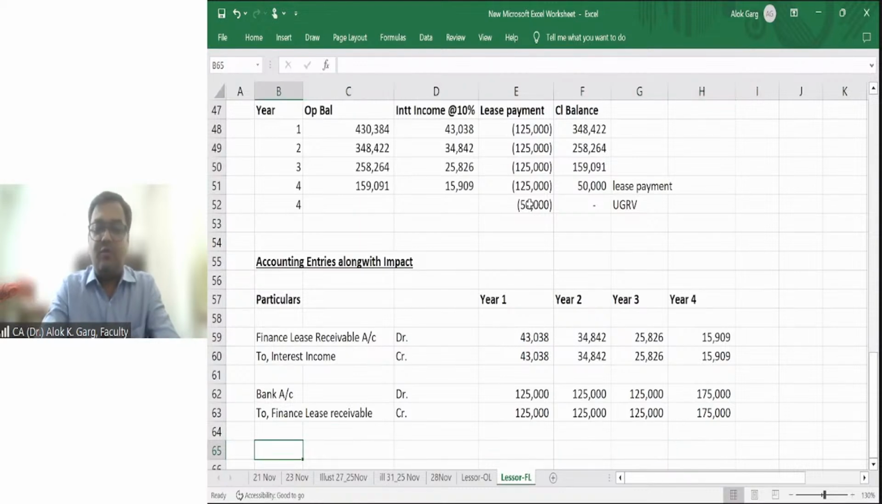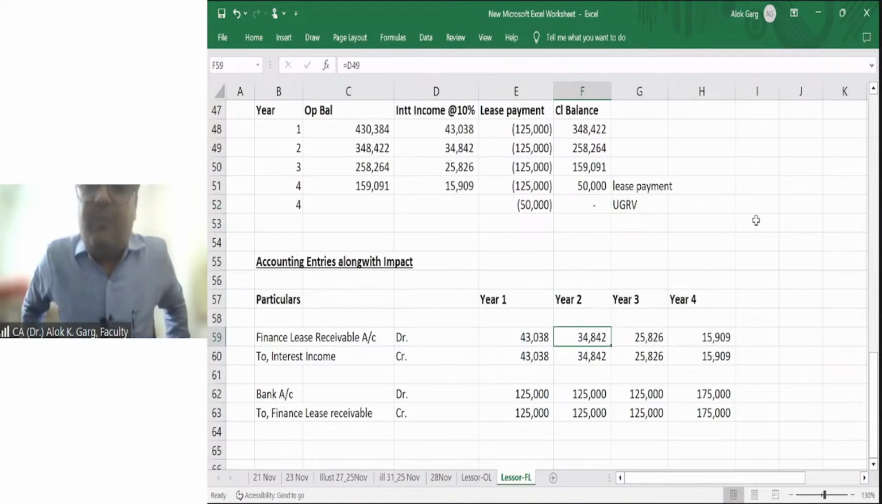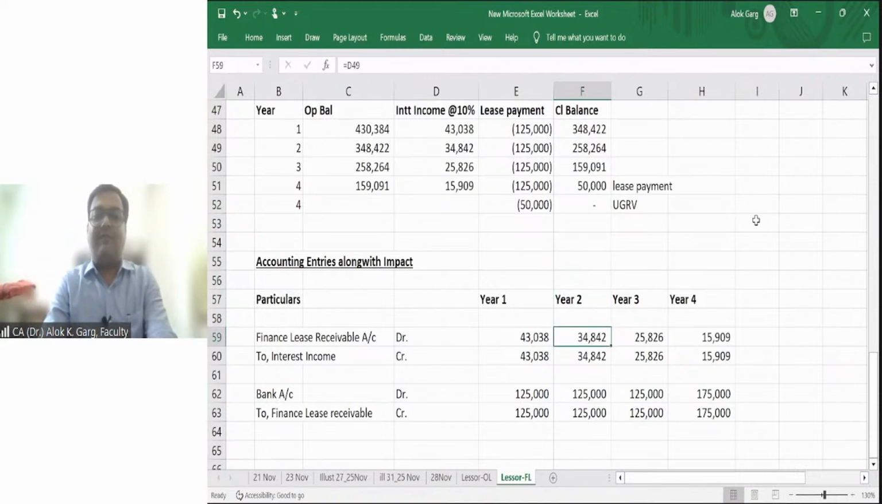Outstanding balance at the end of year 1 is 348, year 2 258, year 3 159, right? Year 4 it will be 0. I hope you have understood this accounting of finance lease receivable, right? How I have created a finance lease receivable. If you have any question or you need any explanation, I would be happy to answer the question.